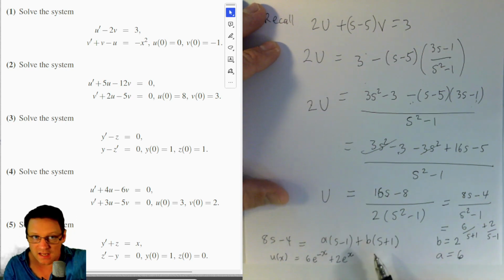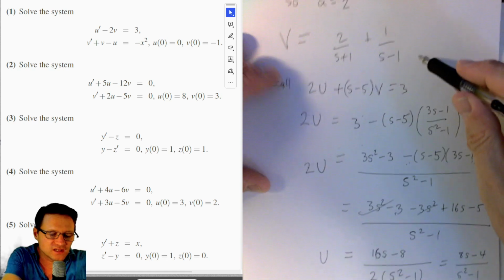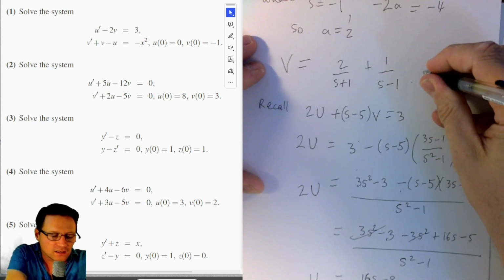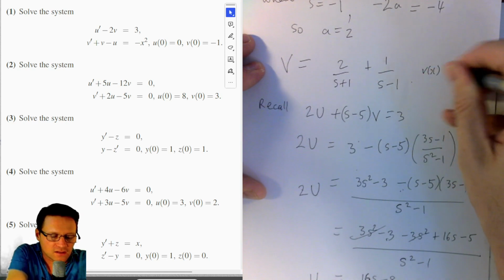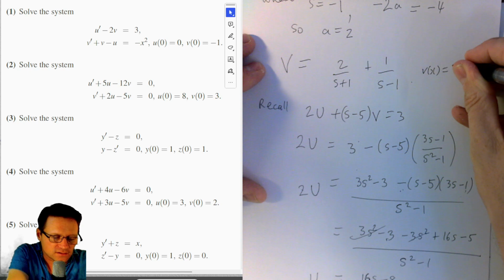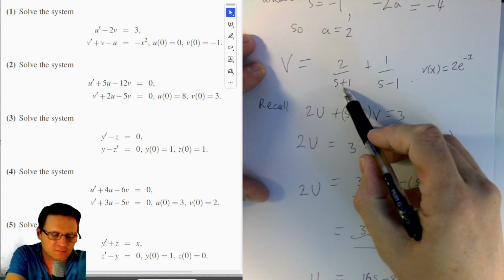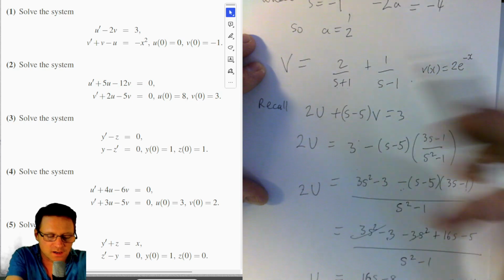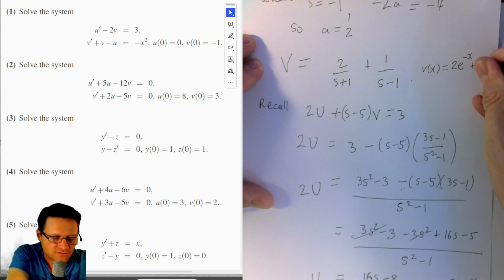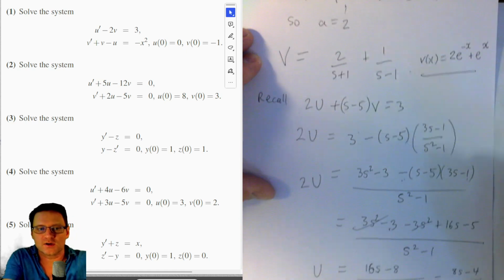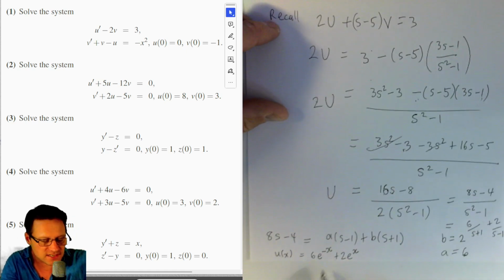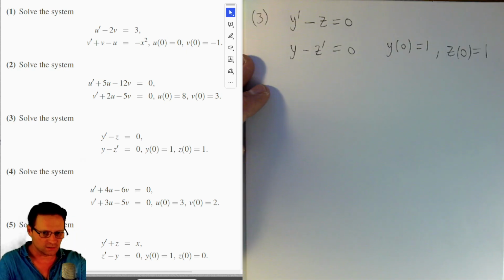Okay, doing the same thing up here for v, lowercase v is 2e to the minus x. Remember, s minus minus 1 is s plus 1. And then we have e to the plus x. All right, so there's our lowercase v, and down here is our lowercase u.